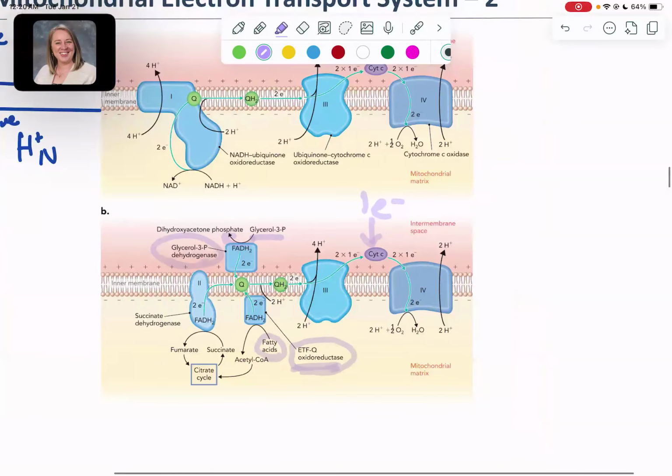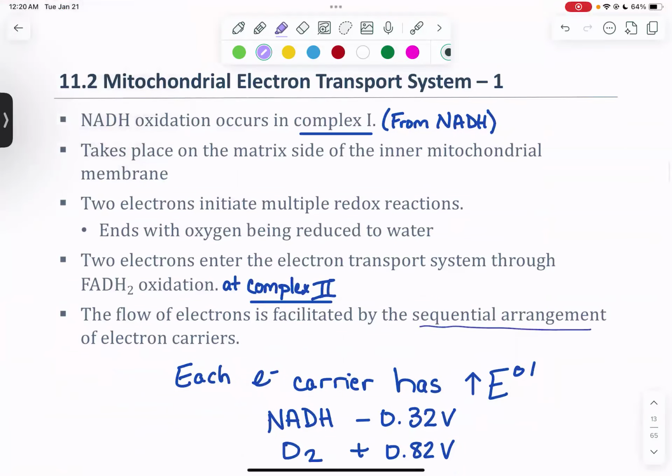So when we talk about this, let's come back up here. We know that oxidation of NADH by the mitochondrial electron transport chain takes place on the matrix side of the inner mitochondrial membrane. So we're going to begin in complex 1. Complex 1 is going to take those electrons from NADH. The 2 electrons from NADH are going to cause a cascade of redox reactions all the way through the electron transport chain, ending with oxygen, O2, being reduced to water. That's the culmination of more than 20 electron carriers.